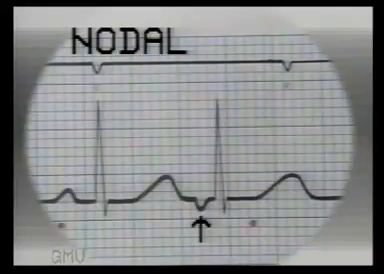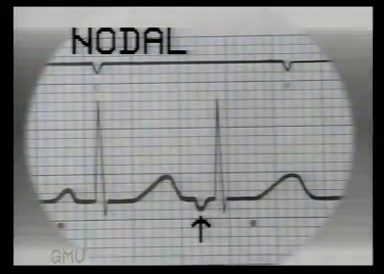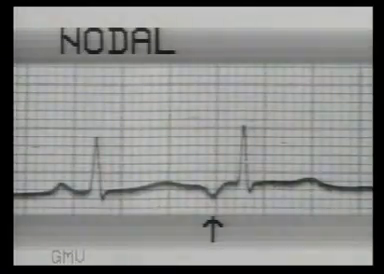This premature beat has an inverted P wave with a very short PR interval. This is a nodal premature beat. The P wave is inverted as the impulse travels in the reverse direction in the atrium, and the PR interval is short because the nodal delay in conduction is eliminated. Inverted P wave and short PR interval.